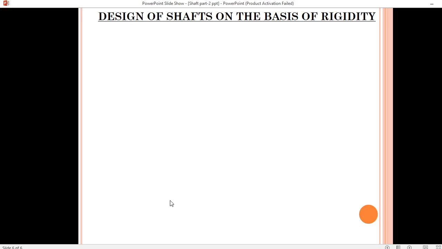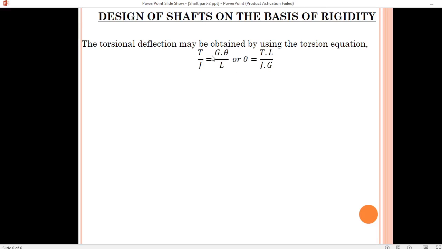Okay, next we will see design of shaft on the basis of rigidity modulus. Torsional deflection is given by the equation T by J equals G theta by L, or we can say theta is equal to T into L divided by J into G. So here, theta is the torsional deflection or angle of twist in radians.